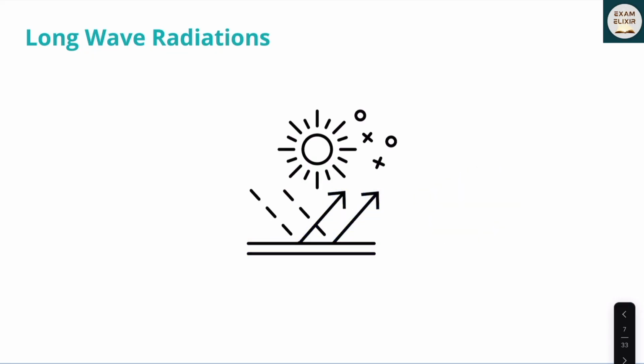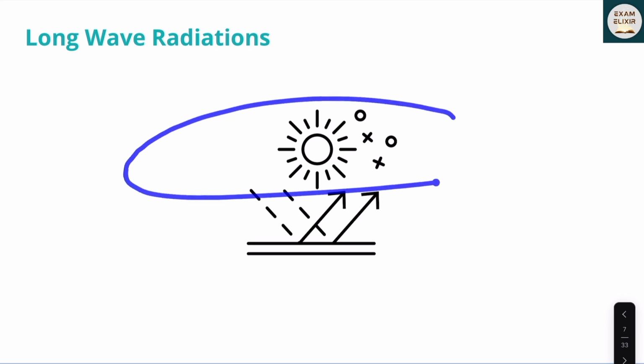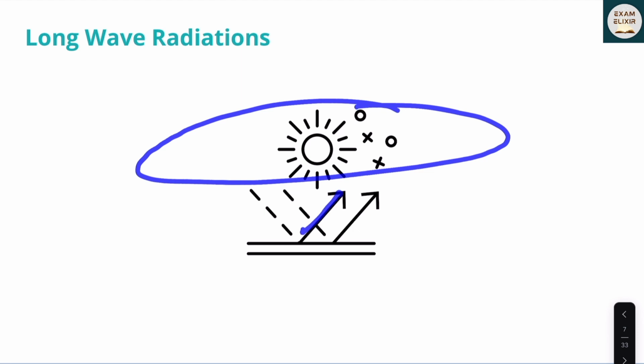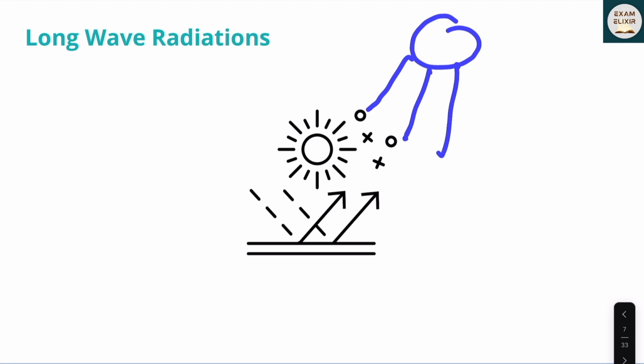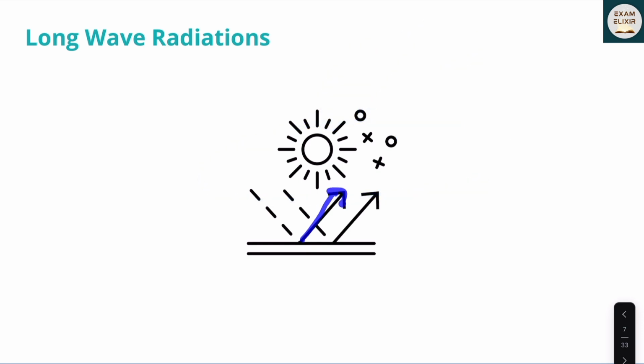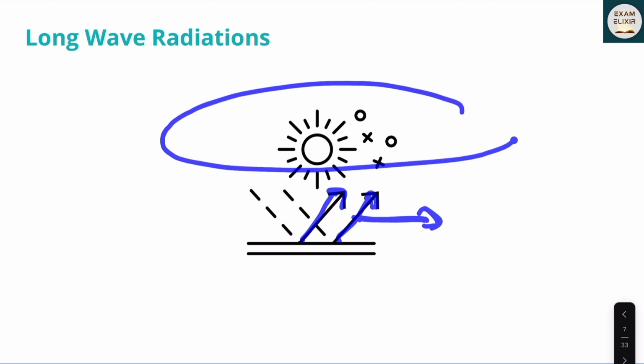Now, what is the beauty of these infrared radiations? Infrared radiations are absorbed by the atmosphere. So, the atmosphere is efficient in absorbing long wave radiations. In the previous slide, I told you that when these rays are coming from the sun, the atmosphere doesn't absorb them, right? Why? Because these radiations are short wave radiations. But when the earth is emitting these radiations back, they are long wave radiations, and the atmosphere is very good at absorbing these long wave radiations.